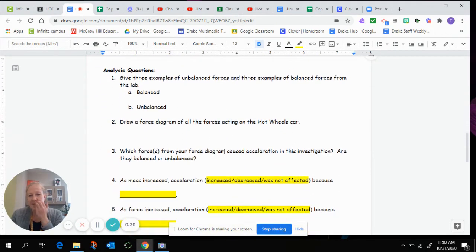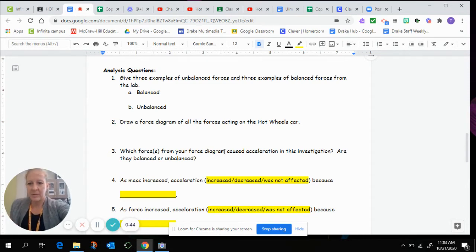In the analysis, the first question says give 3 examples of unbalanced forces and 3 examples of balanced forces from the lab. When we have balanced forces, our Hot Wheels car is not going to be moving. Our little Hot Wheel is going to be stationary if the forces are balanced.